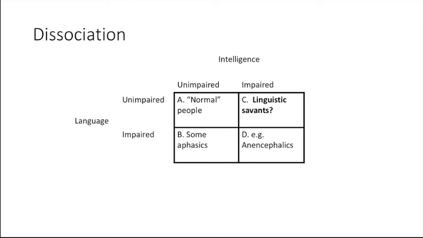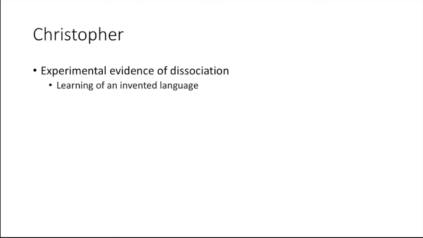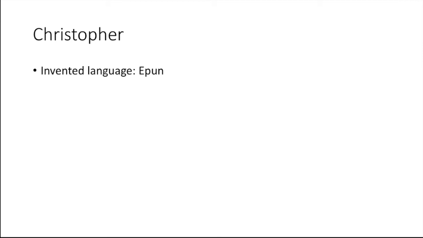For instance, we could obtain experimental evidence that would allow us to compare Christopher's performance with that of normal subjects in the same kind of tasks. In fact, this is the path that Smith and collaborators took. The experimental task they chose is the learning of an invented language on the part of Christopher and a control group. And the control group was comprised of undergraduate university students. The invented language was called Ipan. So, Smith and his collaborators taught Ipan to both Christopher and the controls.